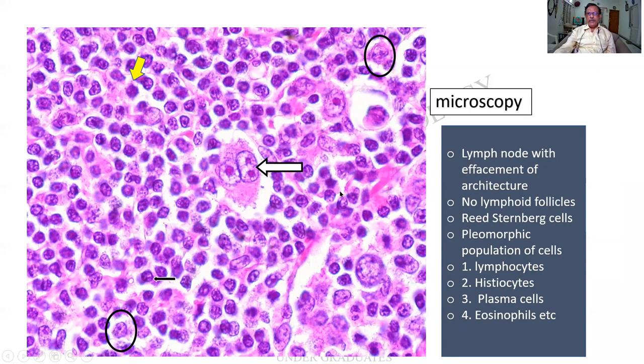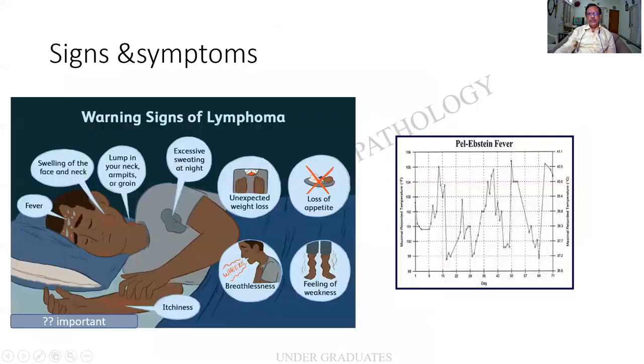A second point will be total effacement of architecture. If you go to my classes on lymph node metastasis or lymphoma, you will be able to recollect this. The lymph node shows an effacement of architecture. I told you earlier, architecture means relationship of one part of the tissue to another. There are no lymphoid follicles. R.A.T.S cells are seen. So quite easy for you people, memorize this. You might even be able to answer a theory question.